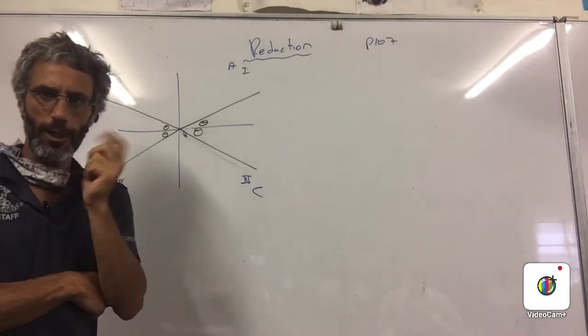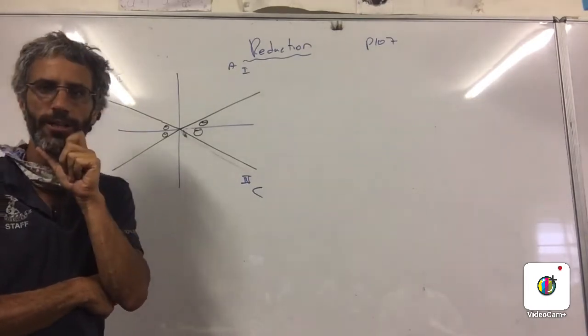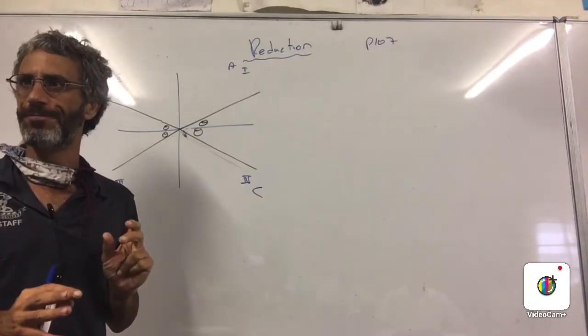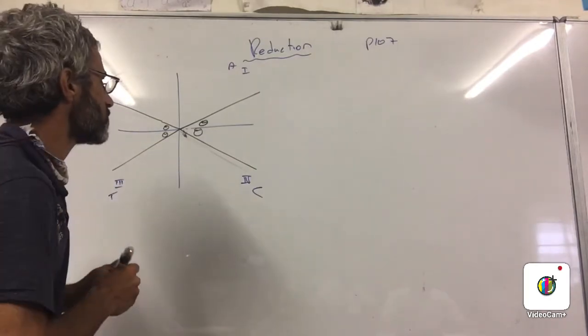This year in trig, that's called reduction. Now, if you remember, I'll try and connect it to something we did last year. We spoke about reference angles. I'll try and quickly remind you of this.